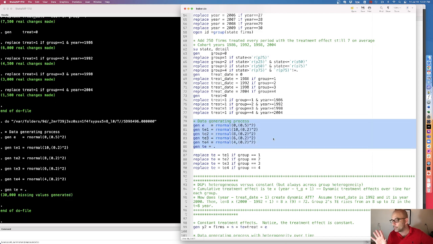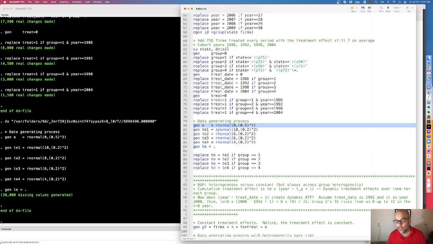We're going to introduce a little noise. By the way, this is from Andrew Baker. I did not come up with this simulation. It's called Baker.do because it's Andrew Baker in the header. Andrew has this error term. This is going to give us our parallel trends assumption right here. And here we're going to have treatment effect one for group one. On average, their treatment effect is going to be a 10. For group two, it's going to be 8.64.